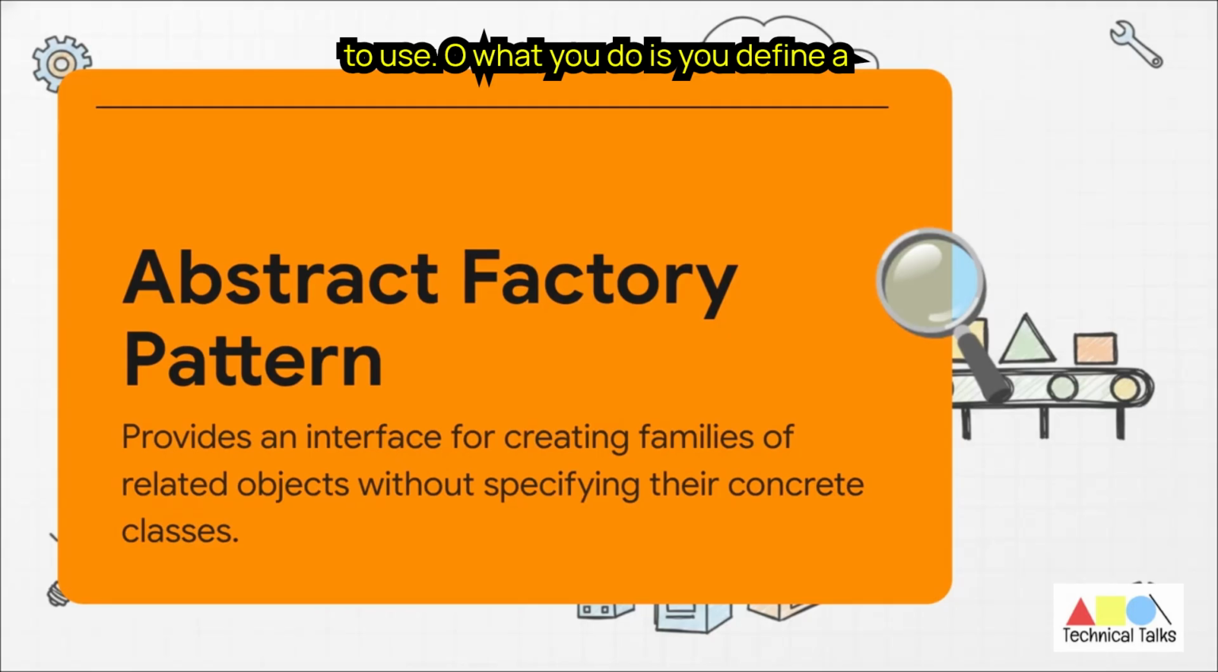So what you do is you define a single UI factory interface. Then you create a light theme factory that knows how to create light buttons and light dialogs. And you create a dark theme factory for all the dark versions. Now, your client code doesn't ask for a light button specifically. It just goes to the current factory and says, hey, give me a button. And it gets the right one for the theme every time. That's how you guarantee consistency.